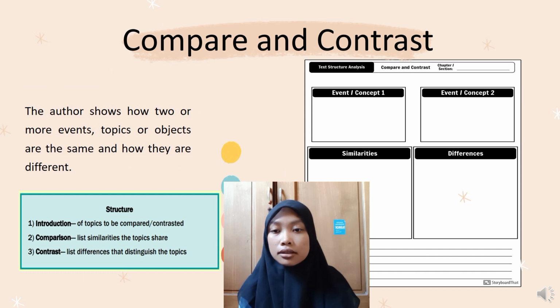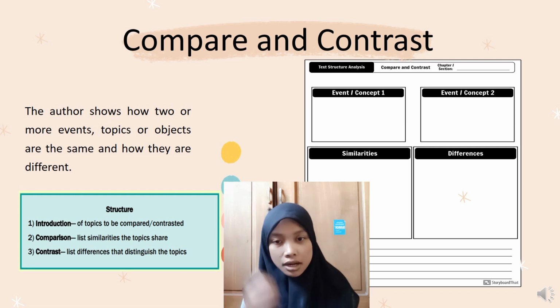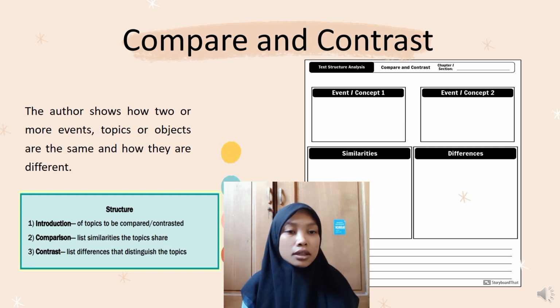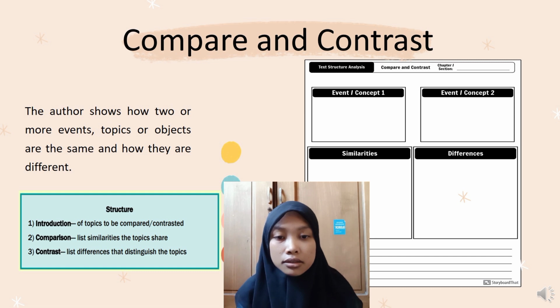The second type is compare and contrast. In this text, the author shows how two or more events, topics or objects are the same and how they are different. The structure is, first, an introduction of the topic to be compared or contrasted. The second is comparison, the similarities the topics share, and the last is contrast, the differences that distinguish the topics.